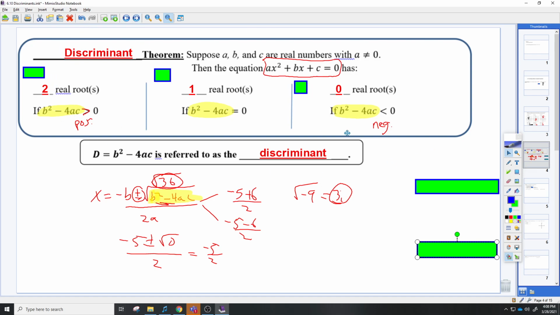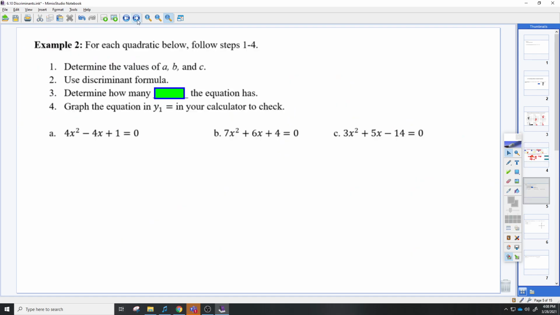So we're going to do some problems, and I would prefer that you go back to this little box here to see how it makes sense. When we do these, we're just going to get a number. It's going to be positive, it's going to be 0, or it's going to be negative. Those are the only options. Depending on what we get, it will tell us whether we have 2, 1, or 0 roots.